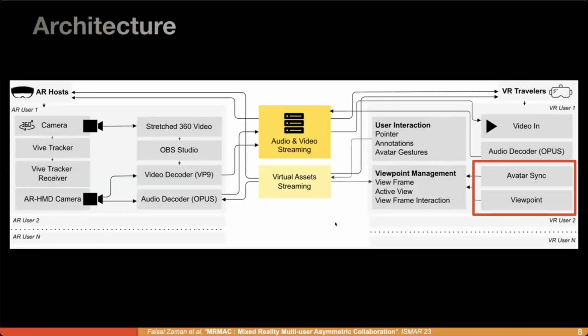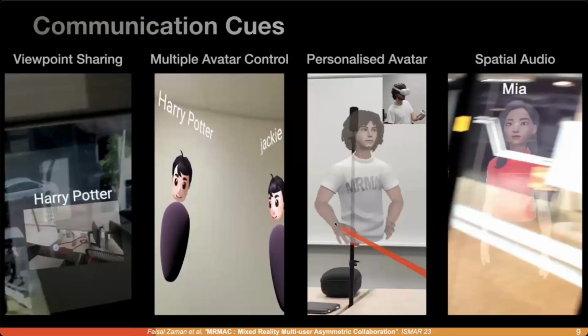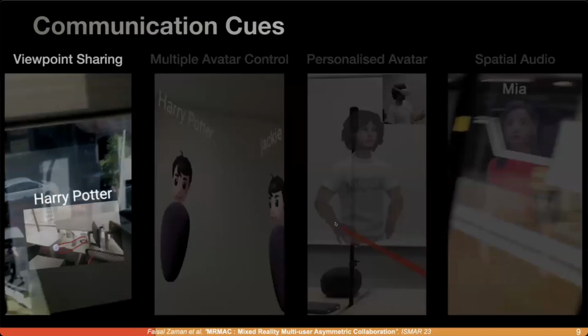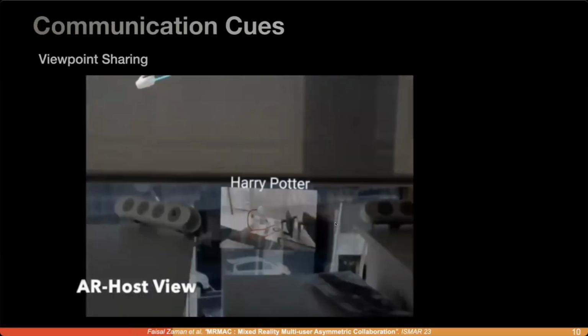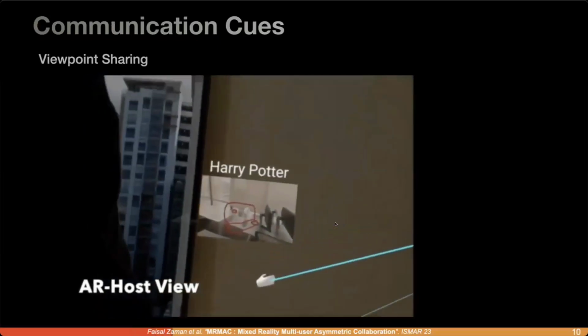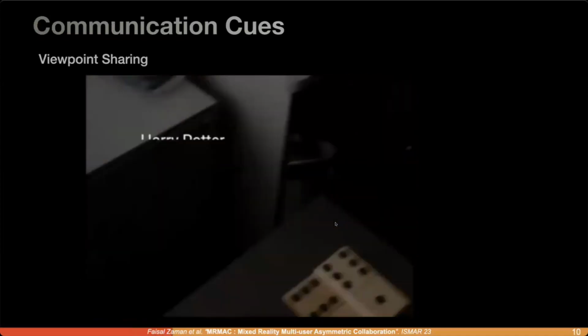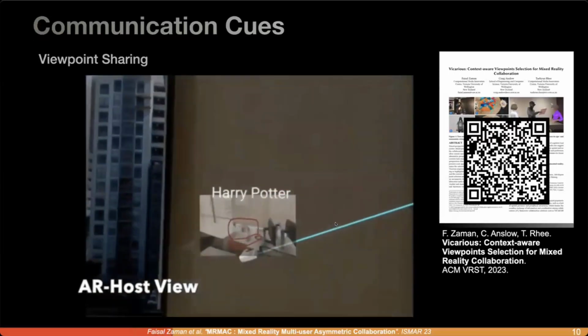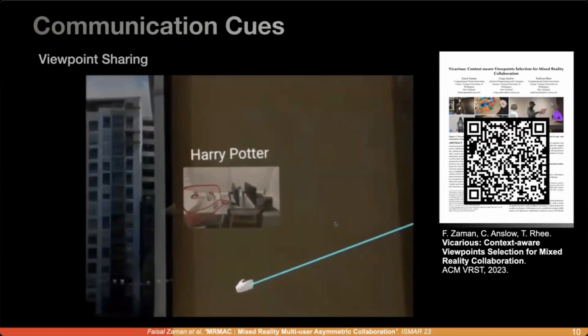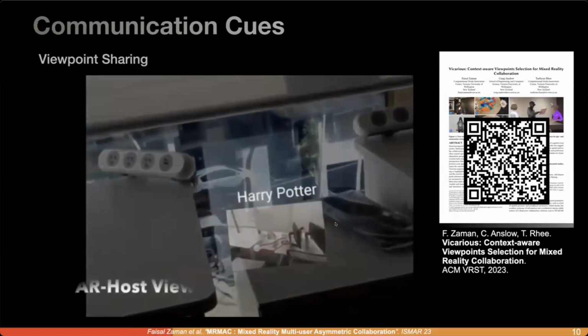We use a WebRTC SFU architecture, and our system was implemented on top of the Unity 3D game engine. So our system provides various types of communication and awareness cues. For example, viewpoint sharing. As I mentioned, we take the video stream from the AR user headset, which allows the user to see the egocentric view of the other user. The implementation and evaluation details of that system can be found in the following paper, which we presented at VRST last week.